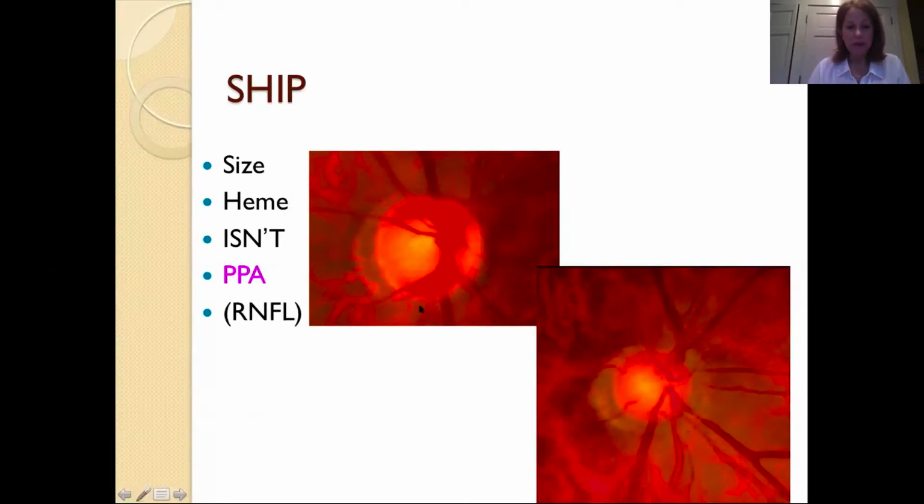And peripapillary atrophy. One thing I want to mention about peripapillary atrophy is that it is not specific for glaucoma, but the more extensive it is, if you see it 360 degrees, or if you see it on the nasal side, it's much more characteristic of glaucoma. So the more extensive, particularly if it's on the nasal side of the optic nerve. It's hard to tell peripapillary atrophy from a temporal crescent. That's why nasal changes are very characteristic of glaucoma.